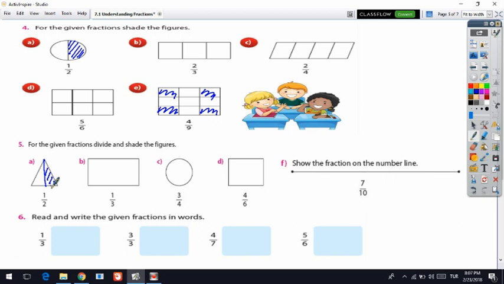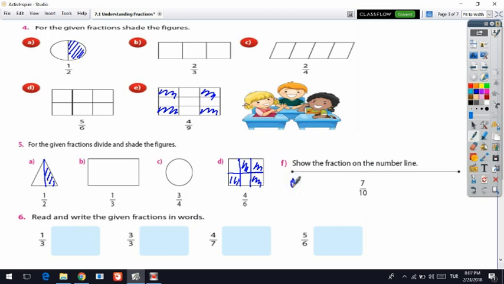Okay, now let's look at D, 4 over 6. So there will be 6 equal parts in this whole. Okay, how can I make it 6 equal parts? First of all, if I draw 1, 2, now if I divide into 2 equal parts from here, now you will get 6 equal parts, as you can see. Now I will color 4 of them. 1, 2, 3, and 4. It's 4 over 6.